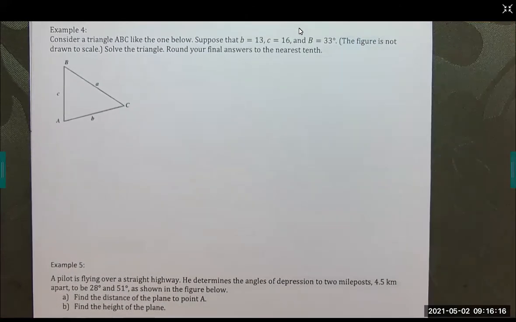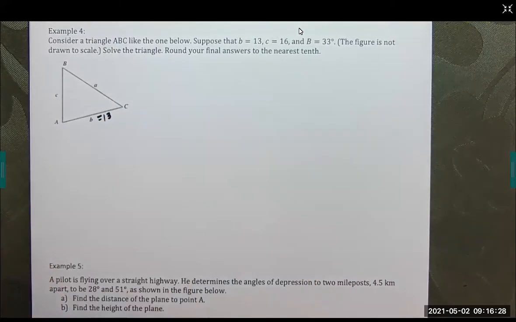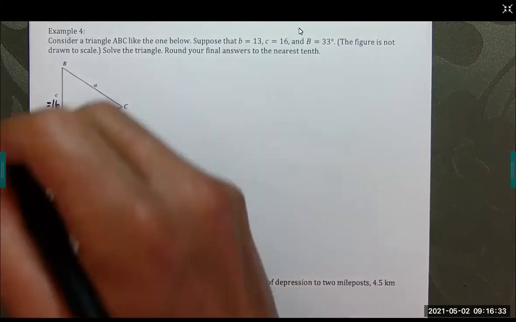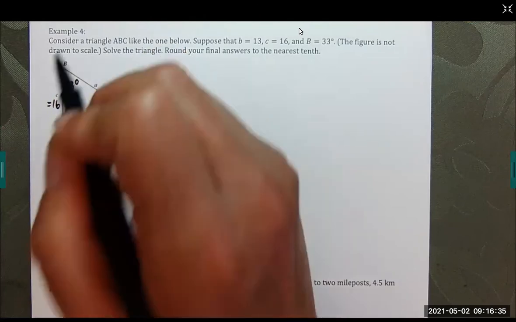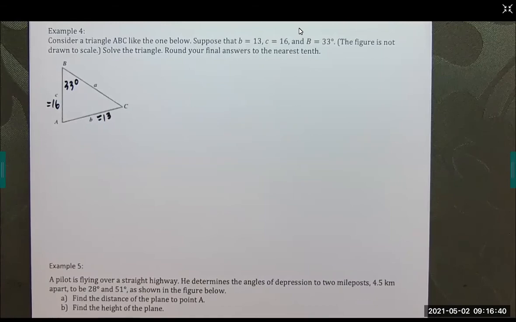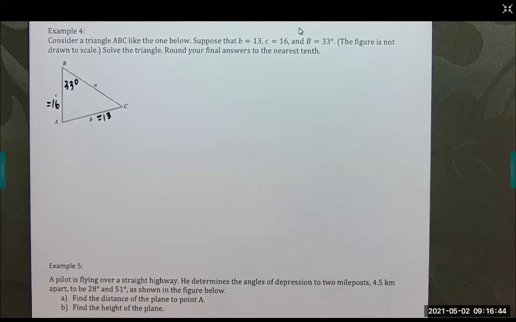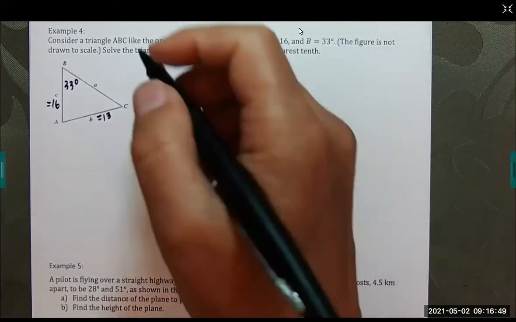Example 4 is, again, potentially an ambiguous case. They give us that side B is 13, side C is 16, angle B is 33 degrees. And you can see it's side-side-angle, or angle-side-side, however you want to remember it. And very nicely, we have an angle with its opposite side known. So that's going to be our base there. And we'll see if we end up with an ambiguous case or not.